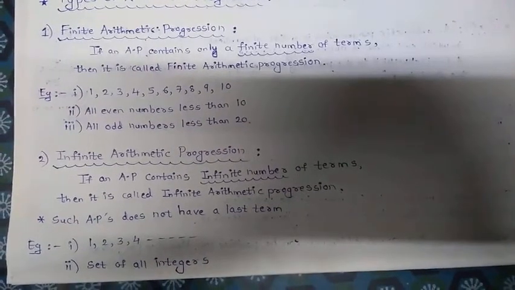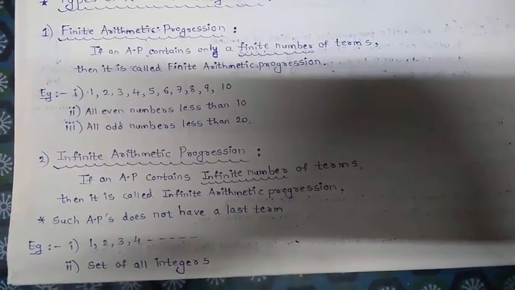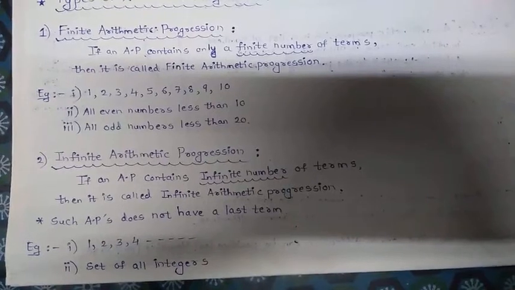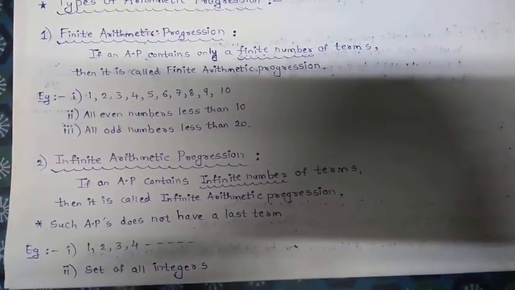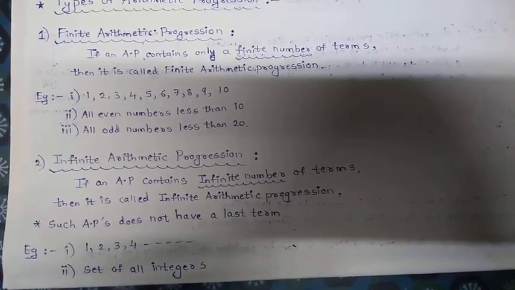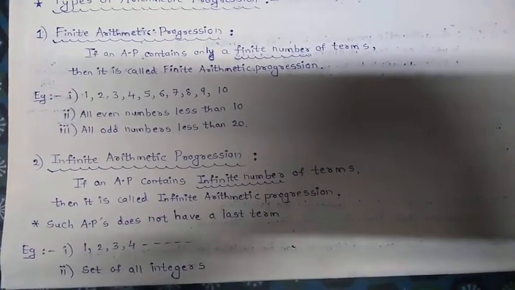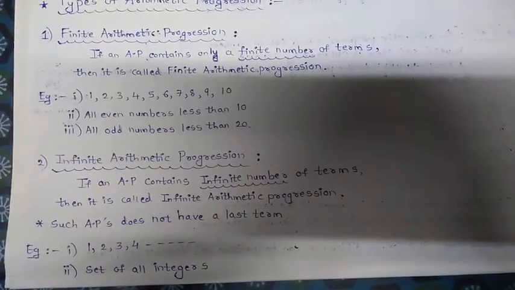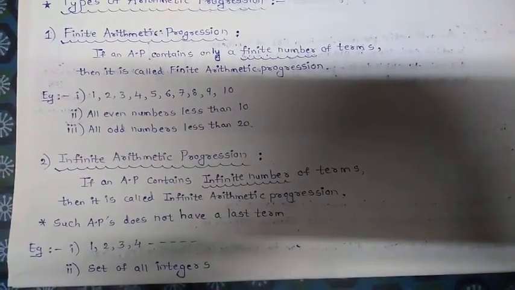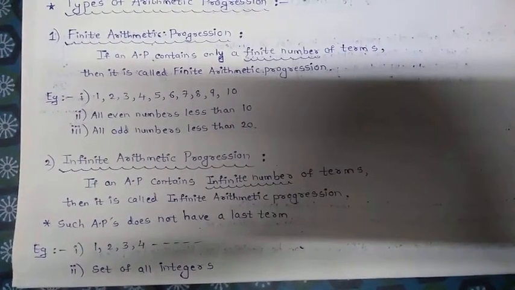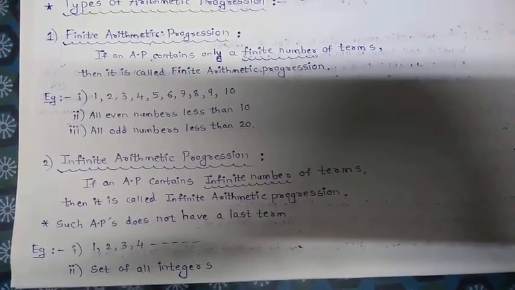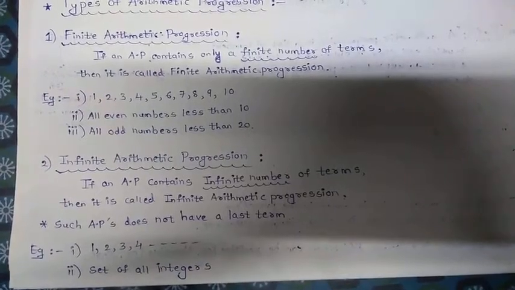And what do you mean by an infinite arithmetic progression? It's the reverse. So if an arithmetic progression contains an infinite number of terms, then it is called an infinite arithmetic progression. So such arithmetic progressions do not have a last term. So it contains an infinite number of terms. So we do not have a last term for these types of arithmetic progressions.